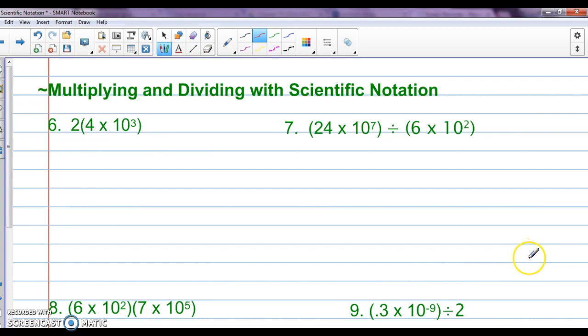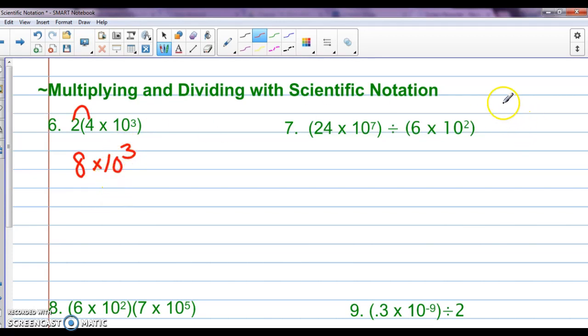Now we're going to combine our scientific notation with our exponent rules that we've been working on. In the first question, you can see that I'm multiplying 2 by 4 times 10 to the 3rd power. In this particular case, when we're multiplying the 2, we're only multiplying the 2 by the 4. We are not going to multiply the 2 by the 10 to the 3rd power. Therefore, our answer would be 8 times 10 to the 3rd power.